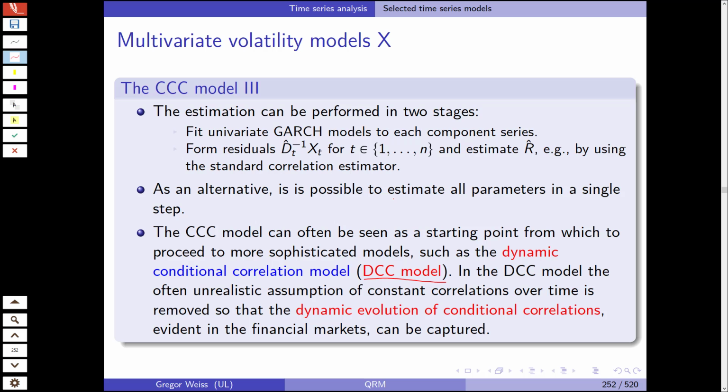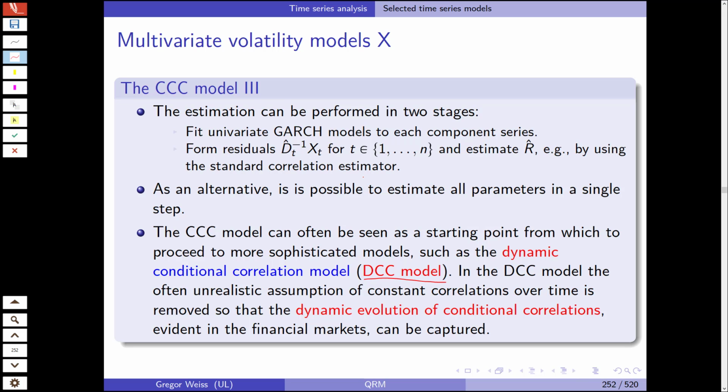Estimation for the CCC model, if we go back one step, is done in two stages. We first fit the univariate GARCH models to each component series, and then we form the residuals. That is, we take Xt and multiply it with the inverse of the diagonal volatility matrix Dt, and then we estimate the constant correlations in the matrix R by using the standard correlation estimator. You can also do it in one step.